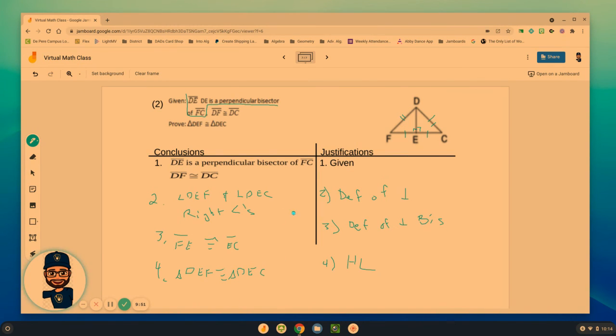Now, some of you may be wondering, well, isn't DE the same in both? And it is, right? This side is also the same in both. But that would have made us take another step, number 4, to say that DE is congruent to DE, reflexive. And then we could have used side, side, side. We could have used side, angle, side, a number of different options there. So by using HL, we are, in a sense, able to cut out an extra step.